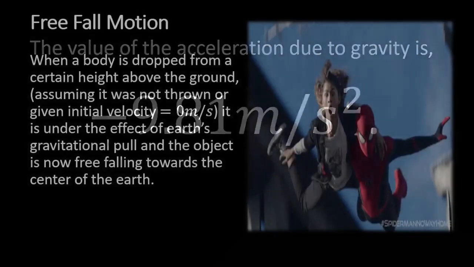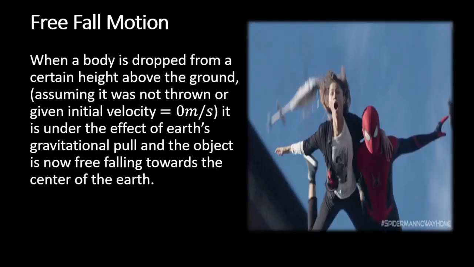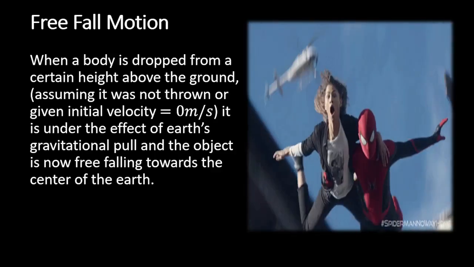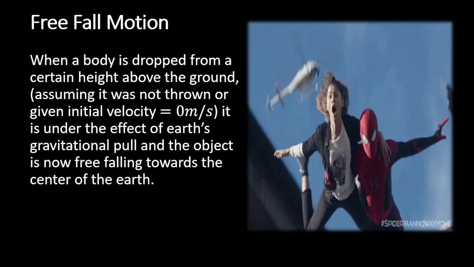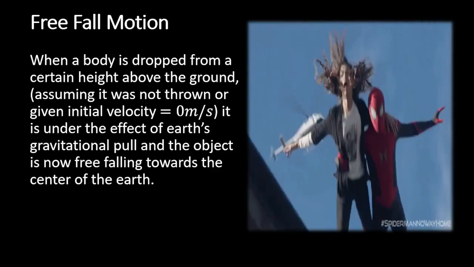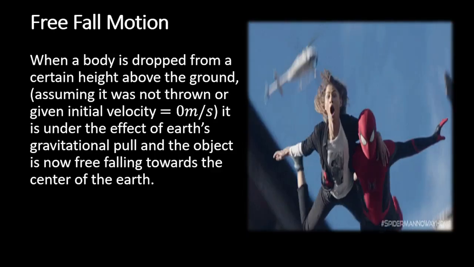When a body is dropped from a certain height above the ground, meaning it was not thrown and its initial velocity is 0 meters per second, it is under the effect of Earth's gravitational pull and the object is now free falling towards the center of the Earth. The object's velocity will gradually increase according to the formula of final velocity along the y-axis is equal to v sub i along the y-axis minus gt.